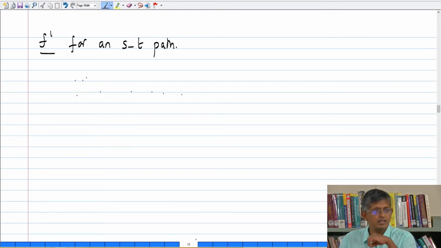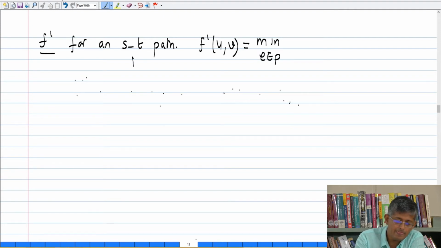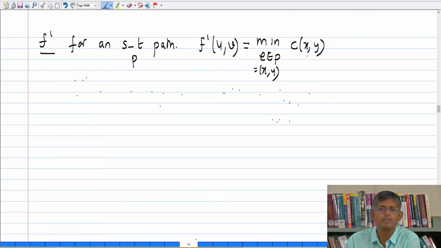It's exactly what we did, so you just have to commit it to memory. So f prime of u comma v is equal to the minimum over all edges belonging to path P. So let me say e is of the form xy, capacity of xy. When I mean edge belonging to the path, I mean in the direction of the path.